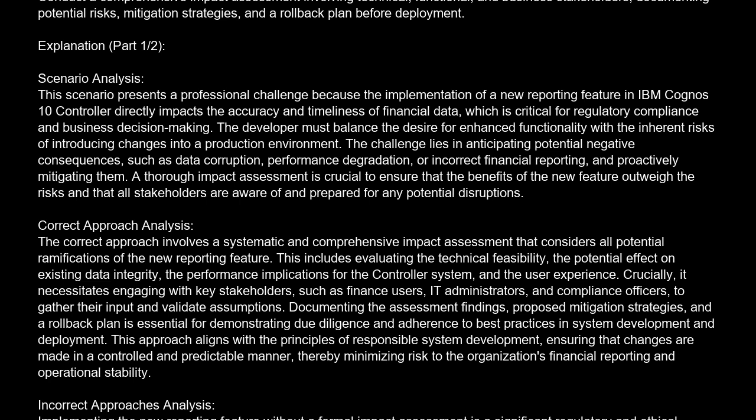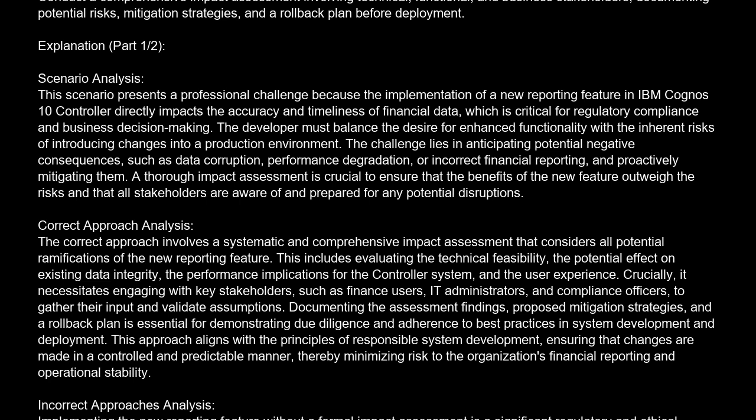The correct approach involves a systematic and comprehensive impact assessment that considers all potential ramifications of the new reporting feature. This includes evaluating the technical feasibility, the potential effect on existing data integrity, performance implications for the controller system, and the user experience. Crucially, it necessitates engaging with key stakeholders, such as finance users, IT administrators, and compliance officers, to gather their input and validate assumptions.